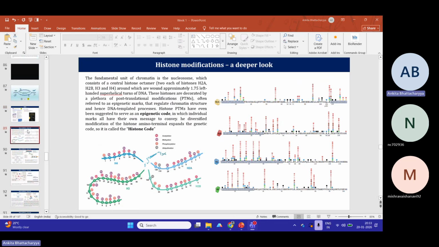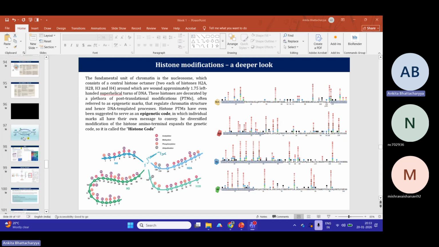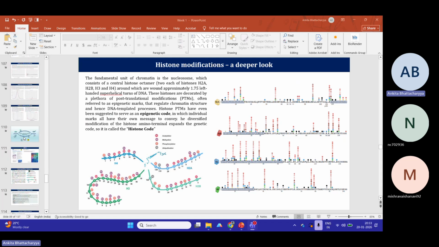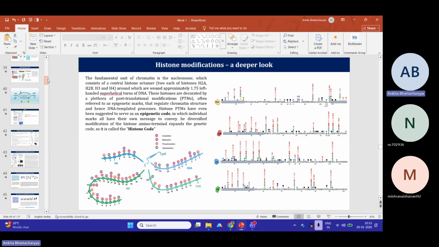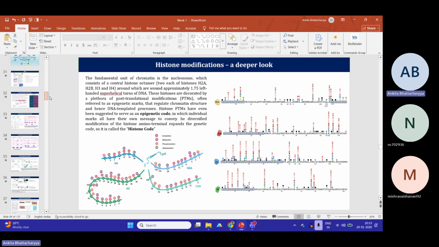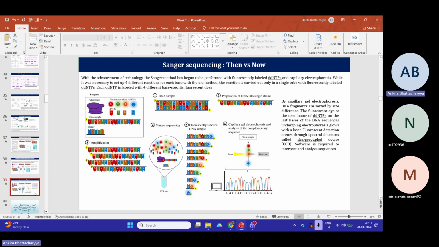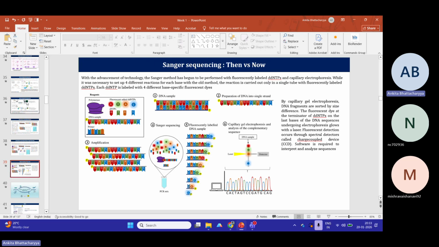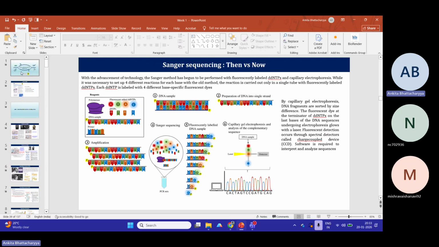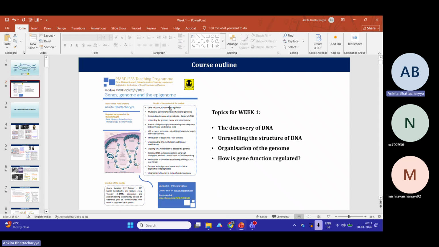I'm thinking we'll skip modification and epigenetics for now. Maybe we'll keep it in the next test. Otherwise, it's going to be a lot of material to brush up on. We'll keep it till Sanger sequencing. So we'll cover these topics: the basics of molecular biology, gene structure, function, regulation, mutations, polymorphisms, and introduction to sequencing methods, Sanger. We'll keep it till here so you can read up and quickly brush up on these, and then we'll have a test, and then we'll proceed with our discussions for the next class.